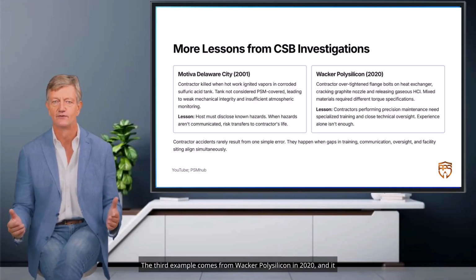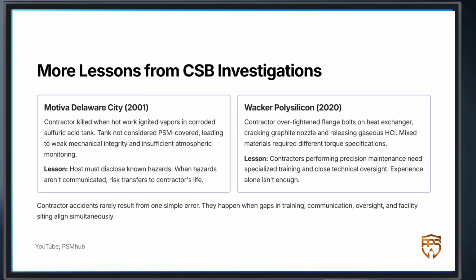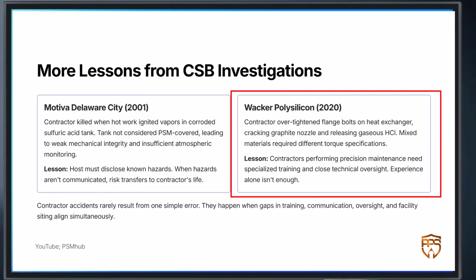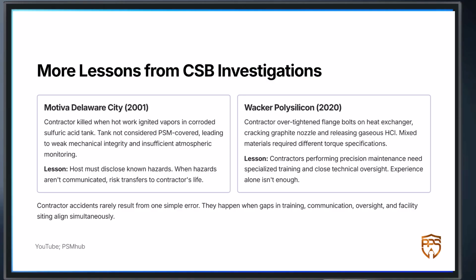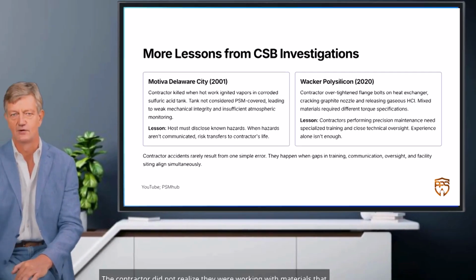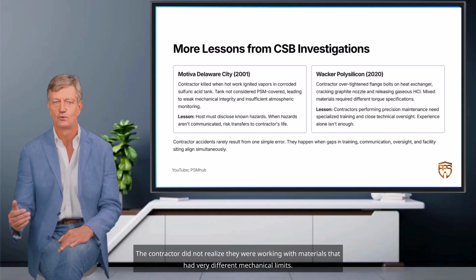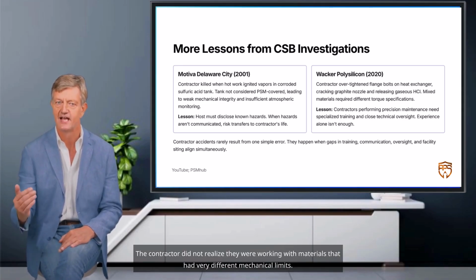The third example comes from Wacker Polysilicon in 2020, and it highlights a different type of contractor failure: technical misunderstanding. In this incident, a contractor pipefitter over-tightened flange bolts on a heat exchanger. As a result, a graphite nozzle cracked and gaseous hydrochloric acid was released. The key issue was the presence of mixed materials. The graphite equipment required only 15 foot-pounds of torque, while nearby carbon steel piping required between 40 and 67 foot-pounds. The contractor did not realize they were working with materials that had very different mechanical limits.